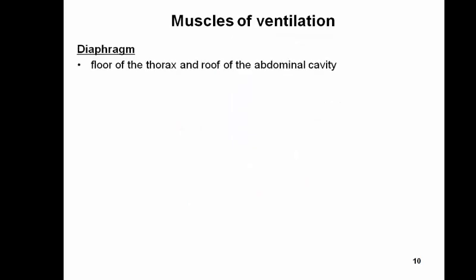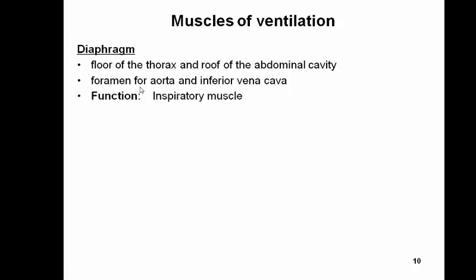So just to review, the diaphragm muscle is considered to be the floor of the thorax, of the thoracic cavity, roof of the abdominal cavity. The diaphragm muscle has connections to the lungs as well as the heart, and we'll get to that in the cardiovascular unit. The diaphragm muscle, because it is this dome-shaped muscle, it does have a hole or a foramen that allows the aorta and the inferior vena cava to traverse from the heart to the inferior part of the body. And it's an inspiratory muscle.